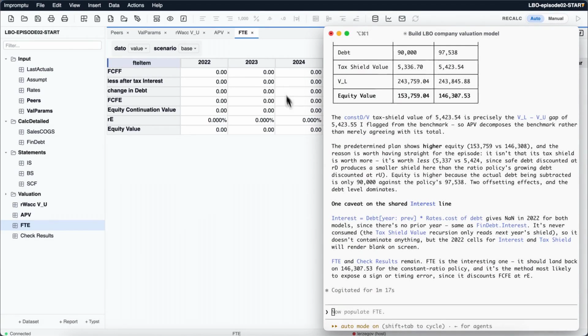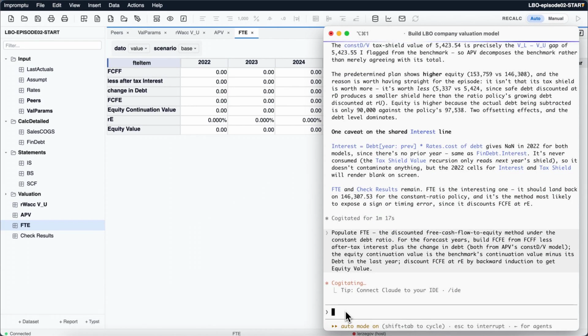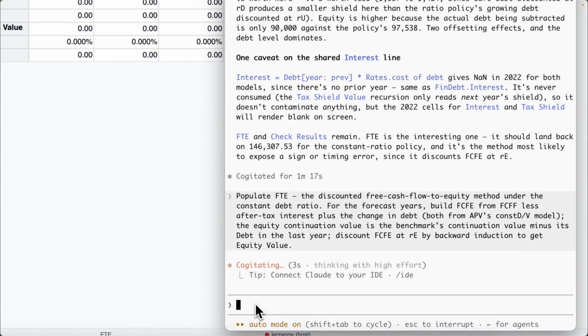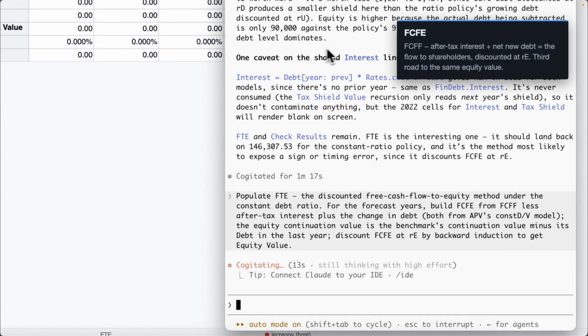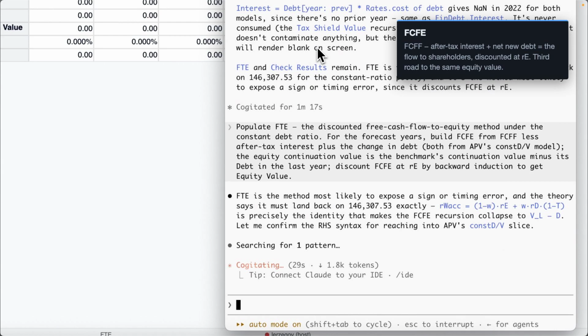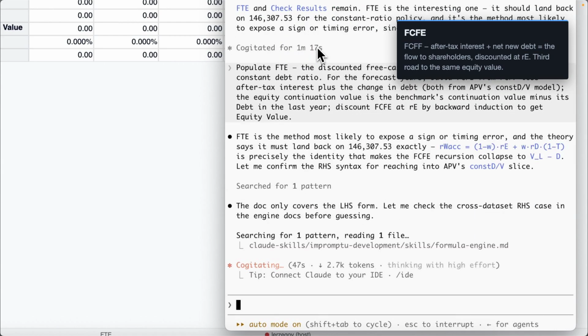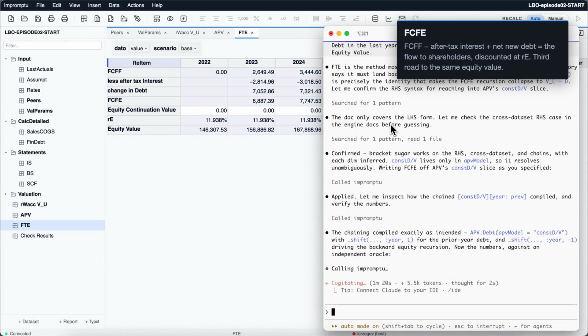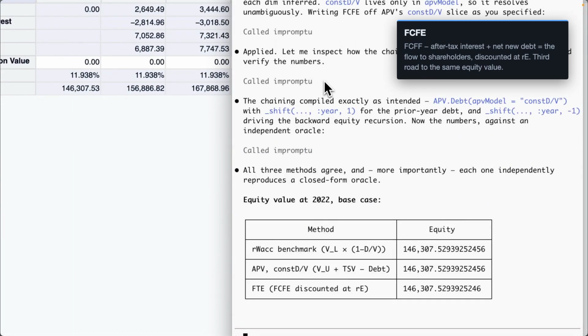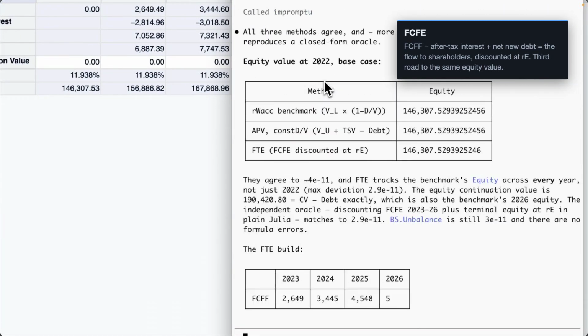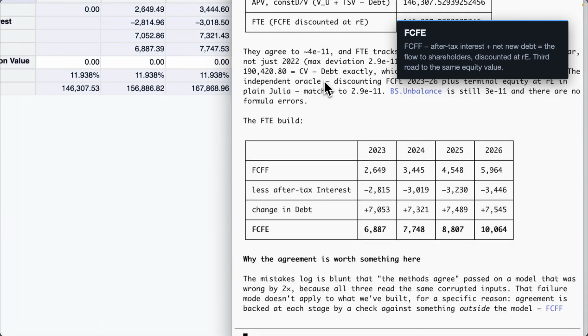Third road to the same place. Flow to equity skips the firm entirely and goes straight to the shareholder. Take the free cash flow, subtract the after-tax interest the lenders take, add back any new borrowing, and what's left is the cash that actually reaches equity. Discount that at the cost of equity, 11.94%.